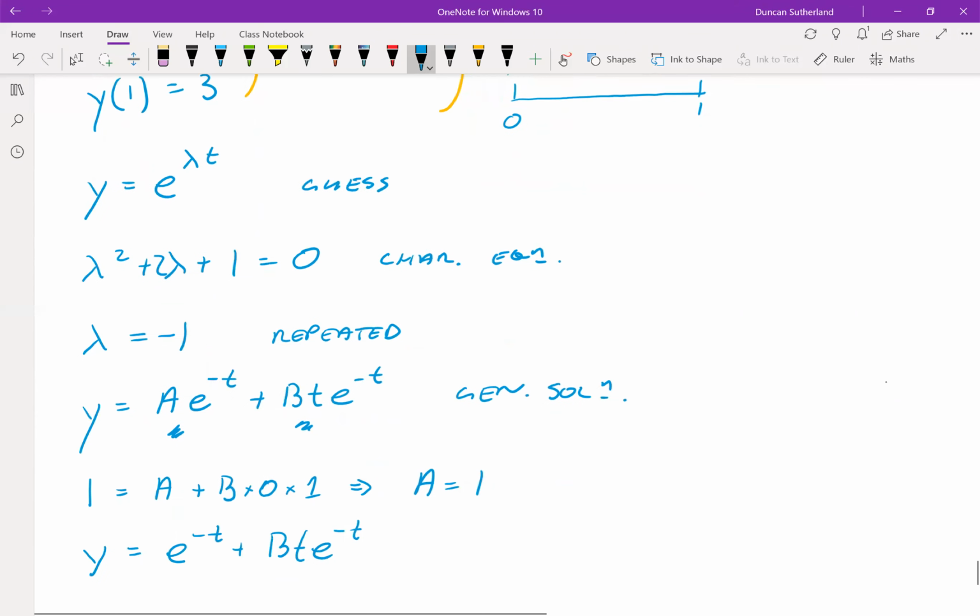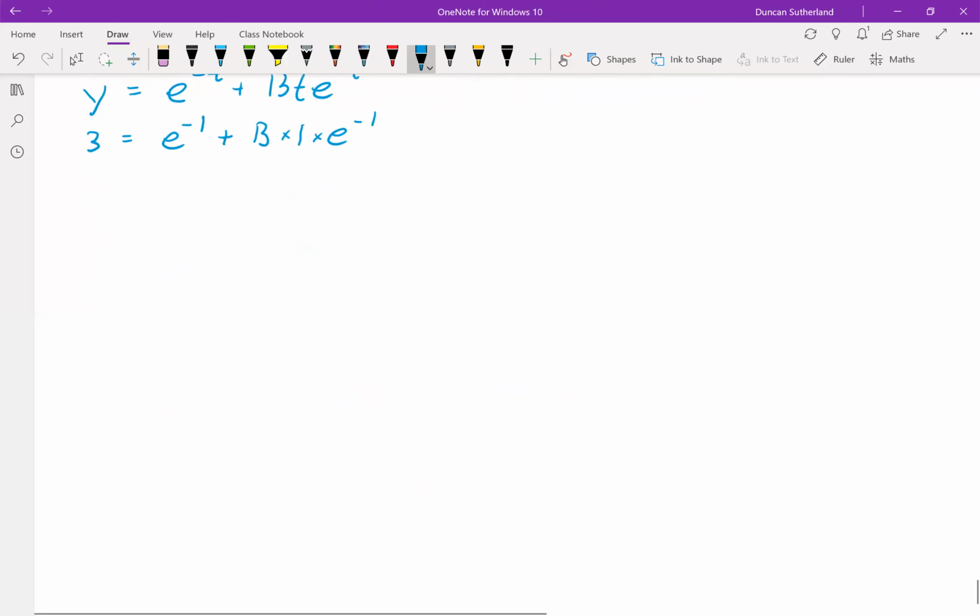And we have that when t is 1, y is 3. So we can substitute that in as well. 3 equals e to the minus 1, sorry, plus b, t is 1, times e to the minus 1. And you'll note that there's this factor of e to the minus 1. So 3e equals 1 plus b. So b equals 3e minus 1.